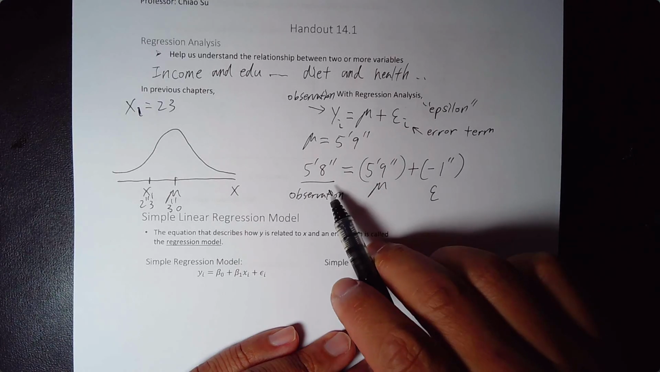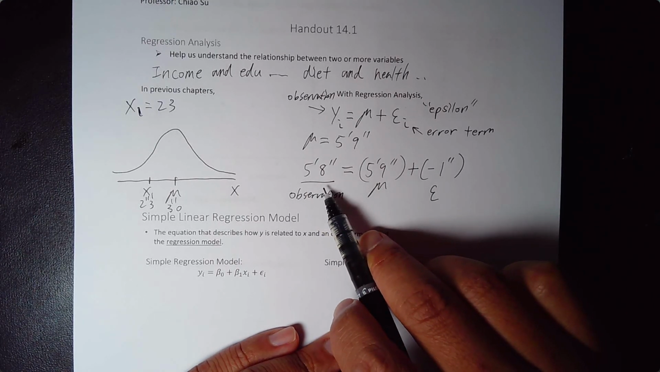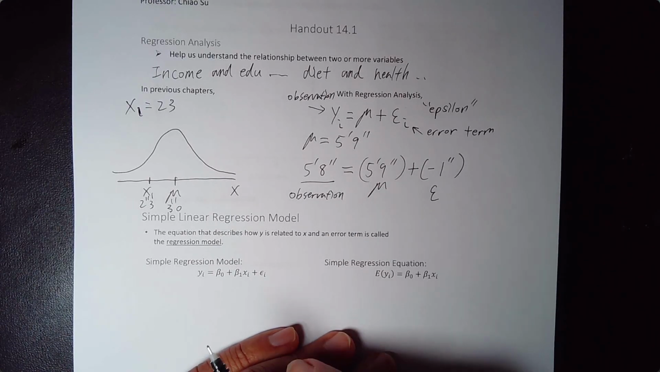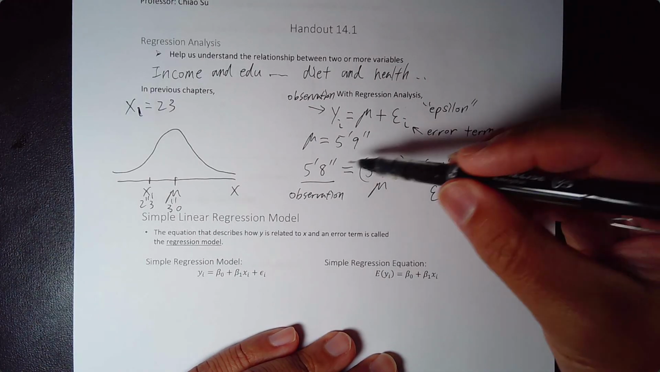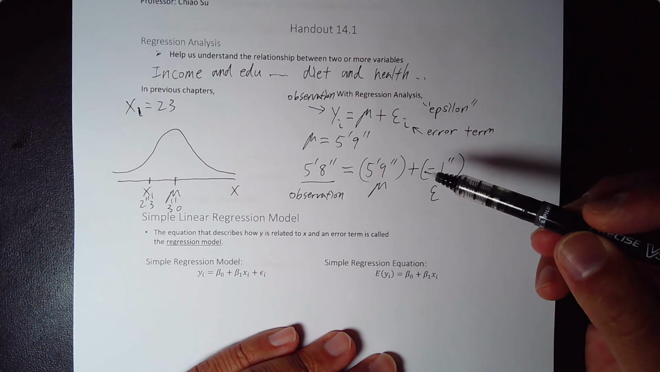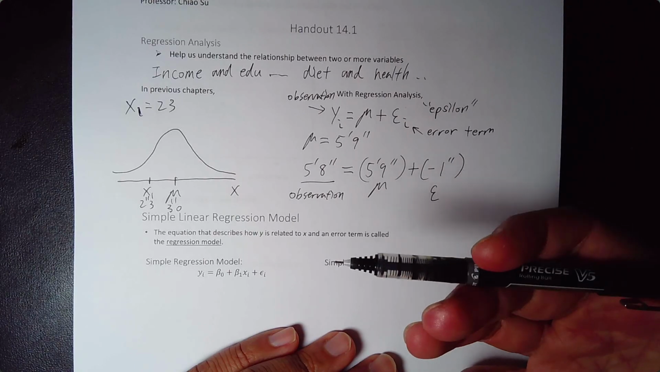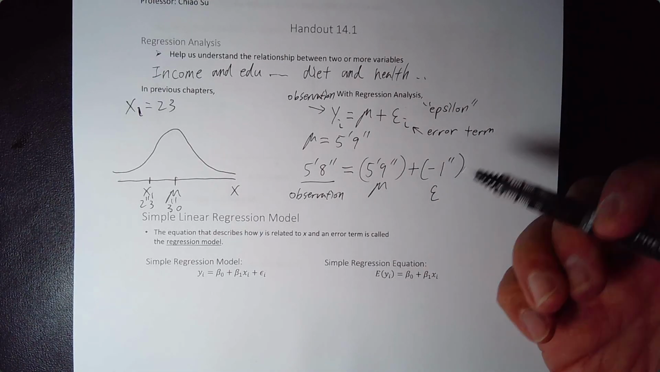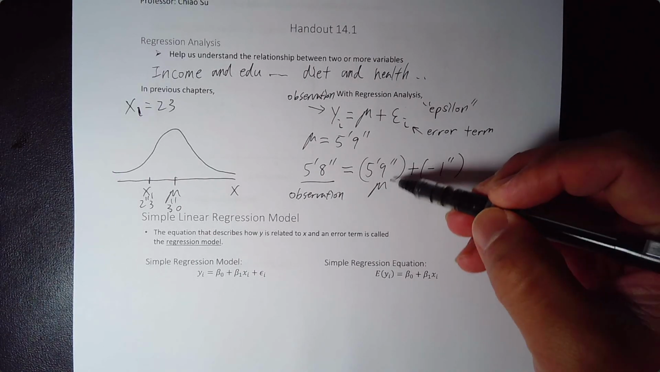And so if you are 5'8", we're not concerned with the fact that you're 5'8". We're interested in the fact that you are 1 inch below the average. And if you are 5'10", then we would say you are 1 inch above the average. In regression analysis, our goal is to try to explain this deviation, to explain why individuals are deviating away from the mean.